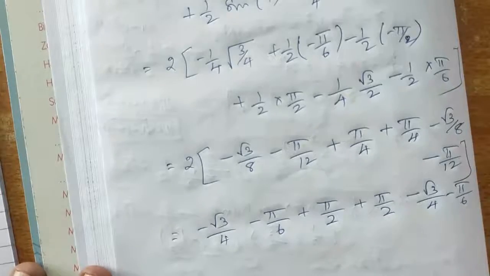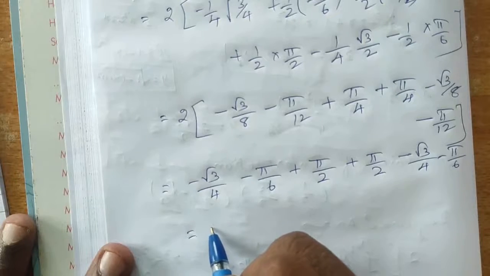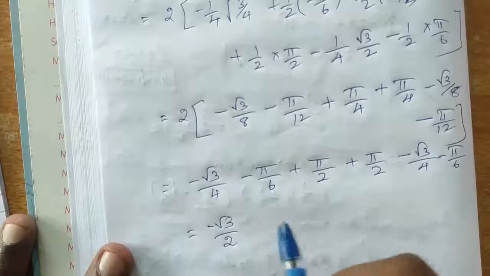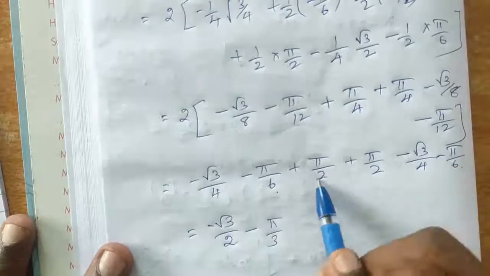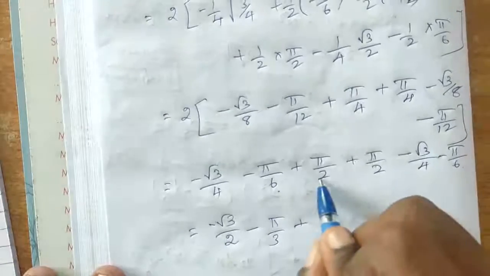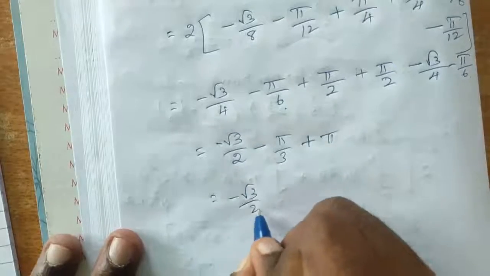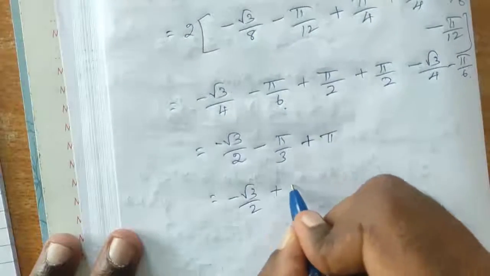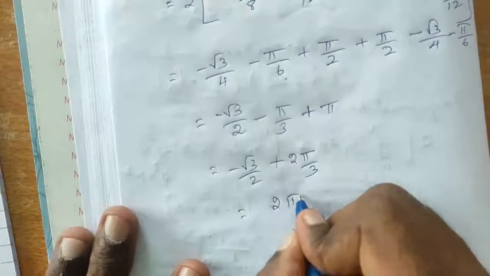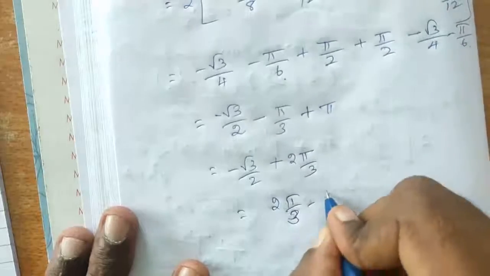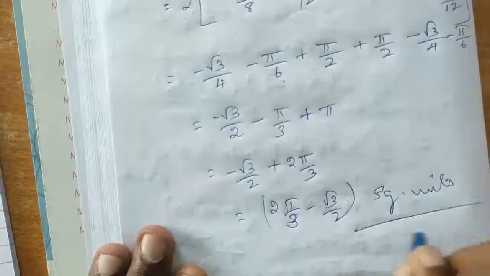So minus root 3 by 4 minus root 3 by 4 is minus 2 root 3 by 4, which is minus root 3 by 2. Minus pi by 6 minus pi by 6 is minus pi by 3, plus pi by 2 plus pi by 2 is pi. So we get minus root 3 by 2 plus pi minus pi by 3, which is 2 pi by 3. So the required area is 2 pi by 3 minus root 3 by 2 square units.